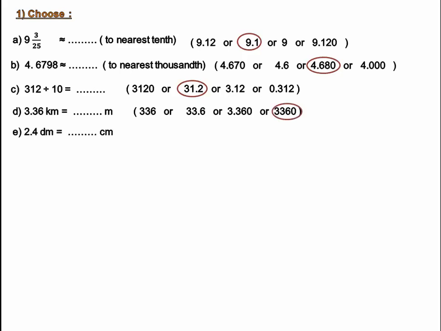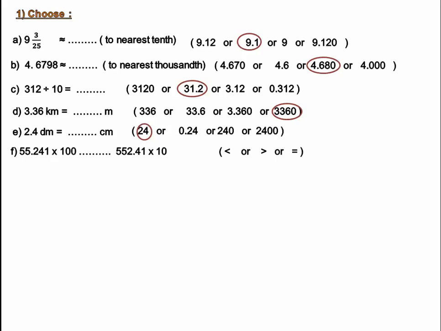2.4 decimeters equals how many centimeters? We are going to multiply it by 10, so it will be 24. 55.241 by 100 and 552.41 by 10. Yes, they will be equal.